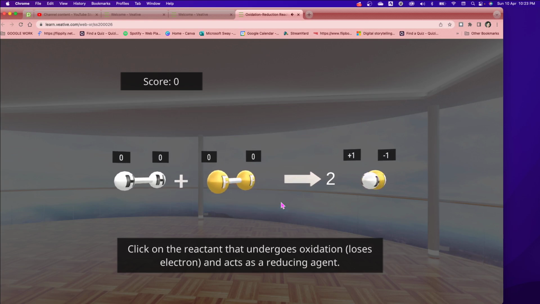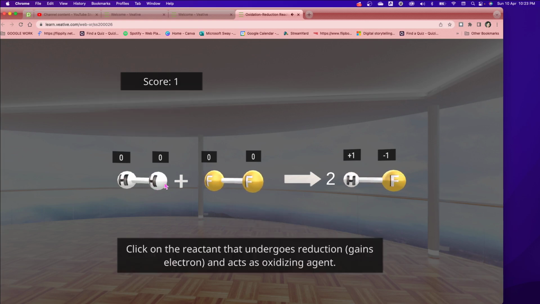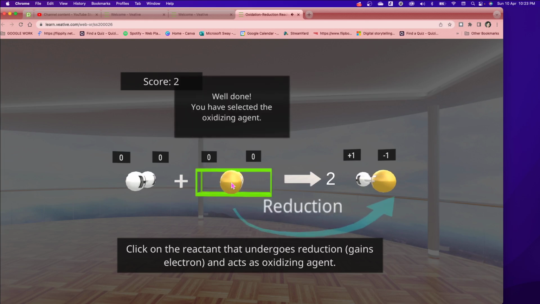Click on the reactant that undergoes oxidation and acts as a reducing agent. Well done! You have selected the reducing agent. Click on the reactant that undergoes reduction, gains electrons. Well done! You have selected the oxidizing agent.